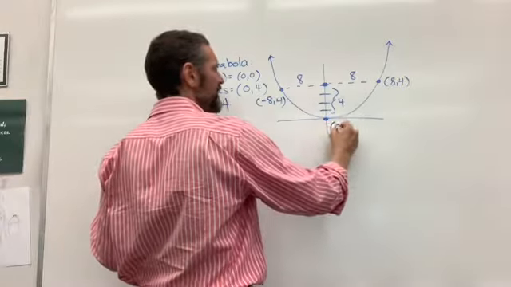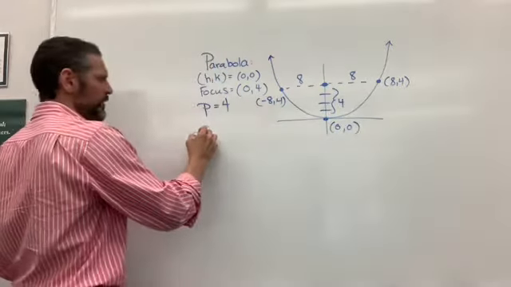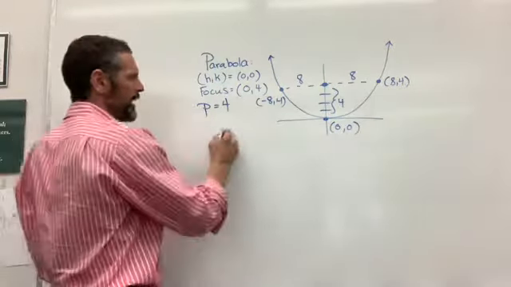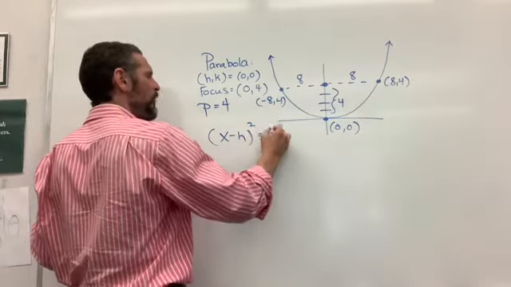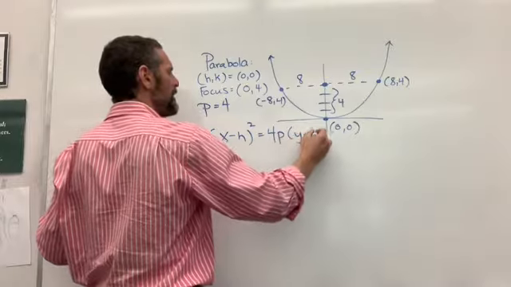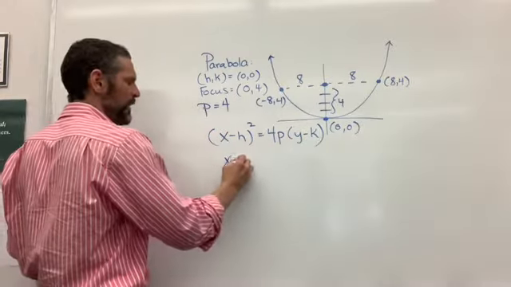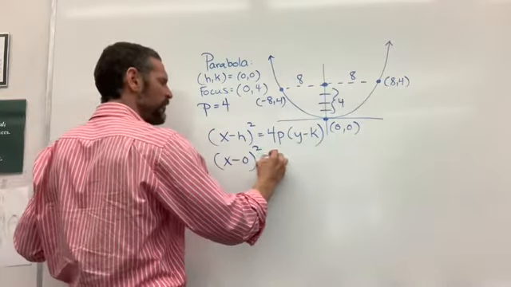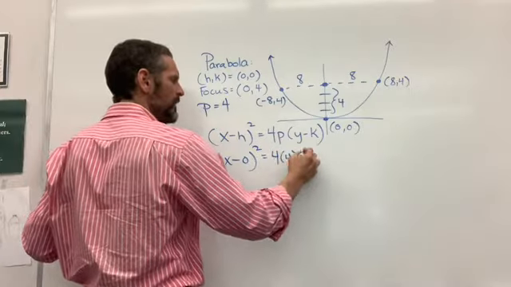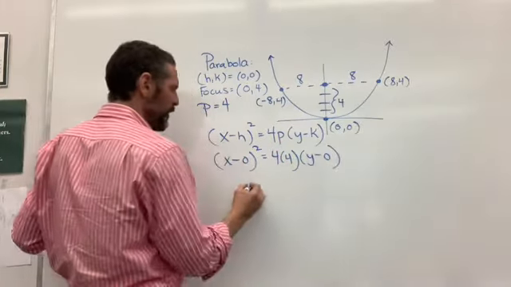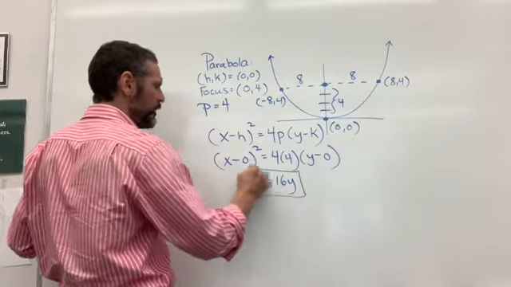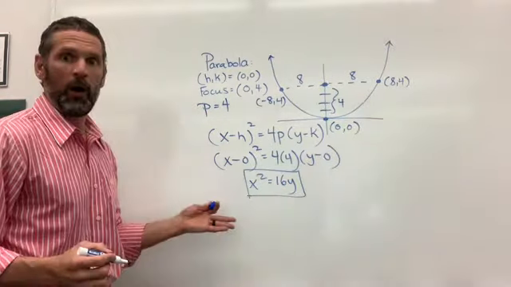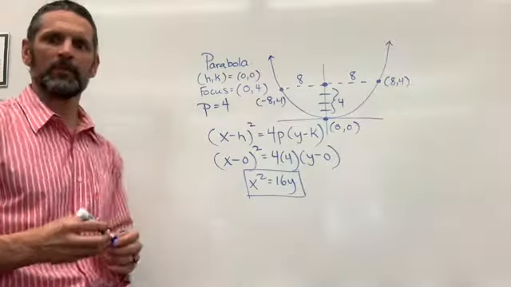I know my HK is 0, 0. So because it opens up and down, I know it's x minus h squared equals 4p times y minus k. So this will be x minus 0 squared equals 4 times y minus 0, which will give us x squared equals 16y. And there will be our standard form of the equation of this parabola.